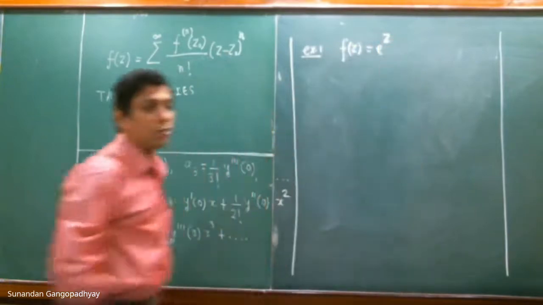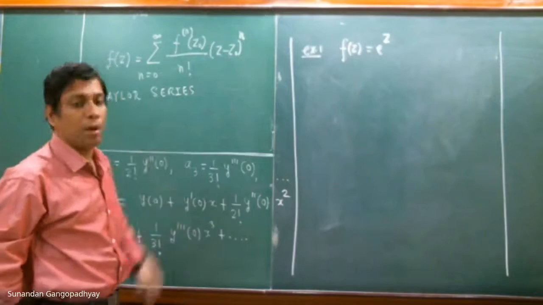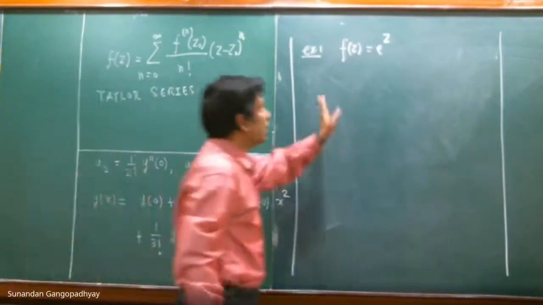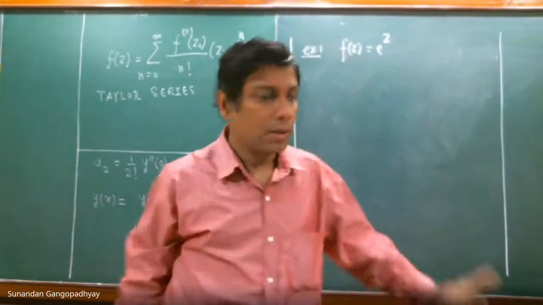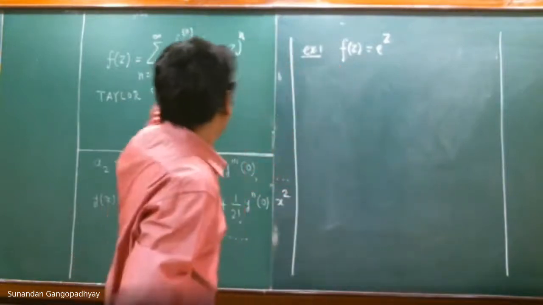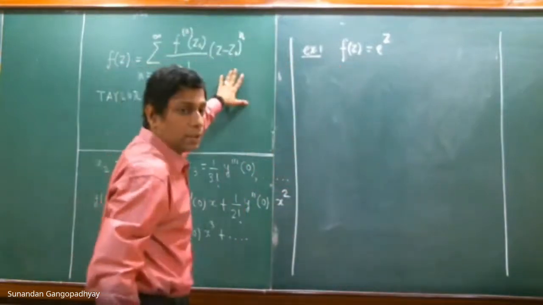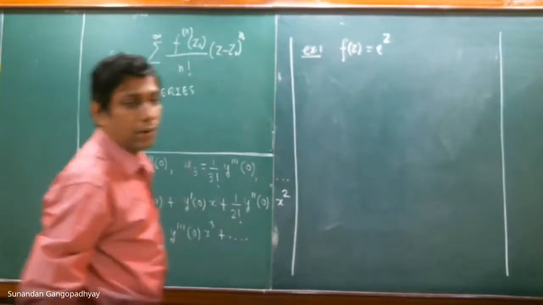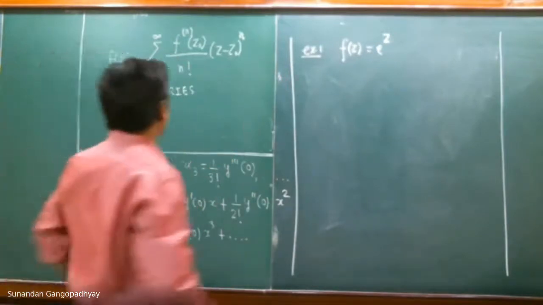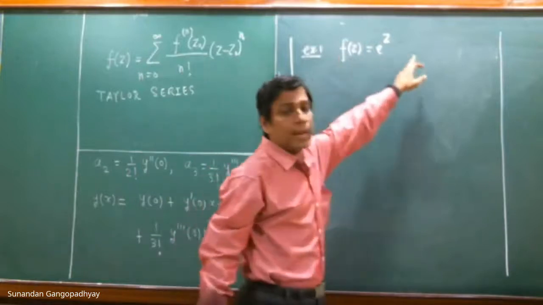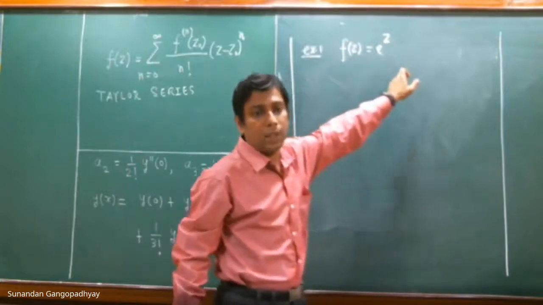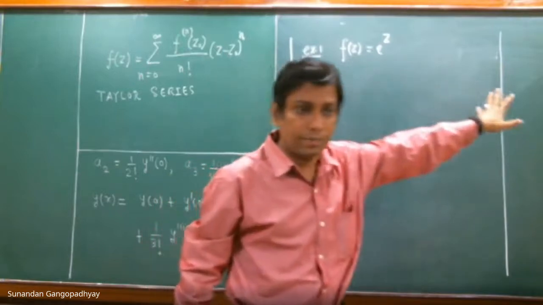I'm sure all of you know how to expand this function e to the power of z in a power series. You must be knowing it, but let me apply this Taylor series expansion theorem and expand that function. So what is the formula? I want to expand it around... see, this function is analytic at all points. There are no singular points of this function.